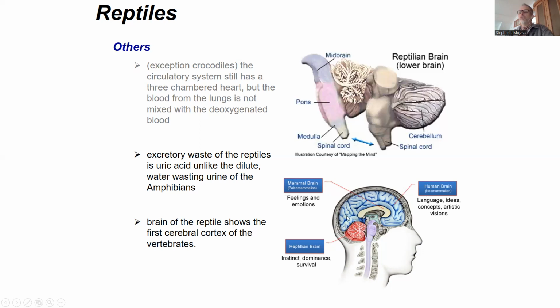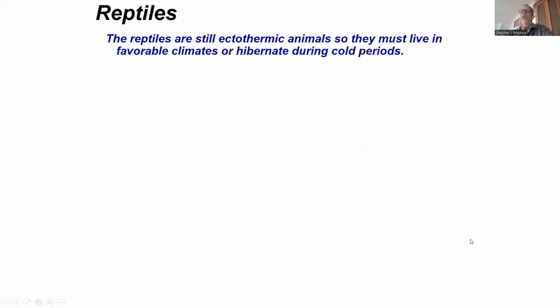Eyes are not very far from this. So eyesight tends to be in the hind brain here, along with feelings and emotions in the so-called mammalian brain part. Reptiles are still ectothermic, so they have to live in favorable climates during cold periods or hibernate. Now, birds and dinosaurs, we now know, regulate their own body temperatures.